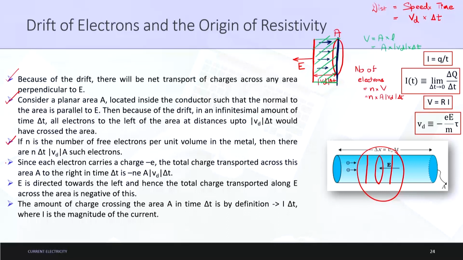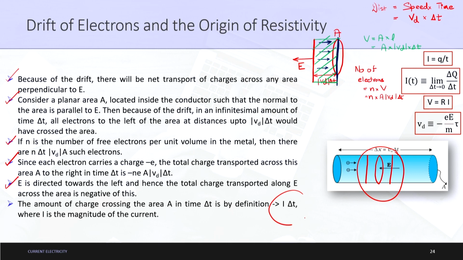Okay. Here e is nothing but the charge per unit, say, per atom. Capital E is directed towards the left, and hence the total charge transported along capital E across the area is negative of this. Quite evident, as we know that electrons always move in the direction opposite to capital E. The amount of charge crossing the area capital A in time delta t is by definition I delta t.